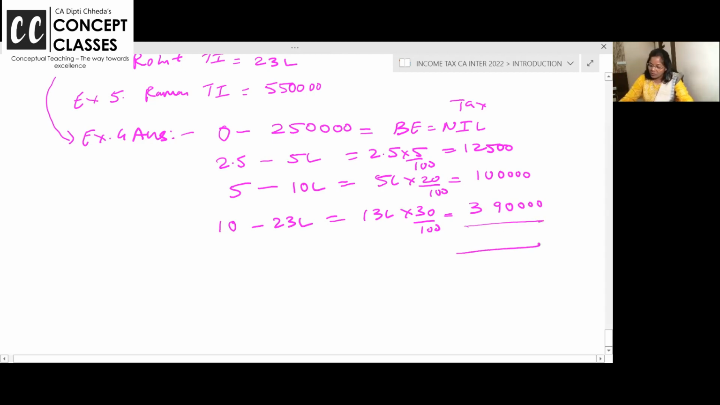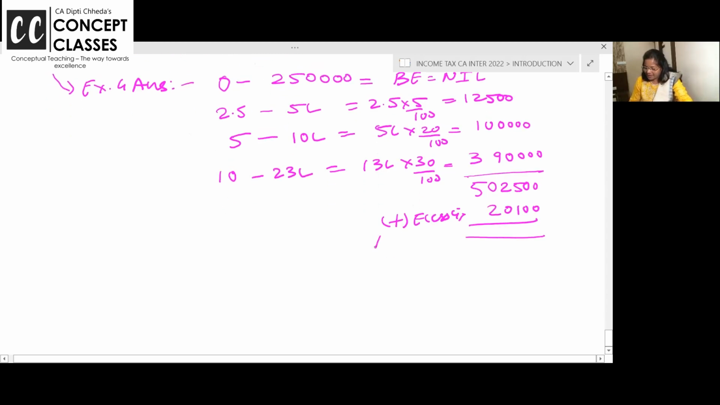So what is the total tax coming to? 5,02,500. On that, we will add education cess 4%, 20,100, and final tax payable. I call it tax payable to government, 5,22,600.